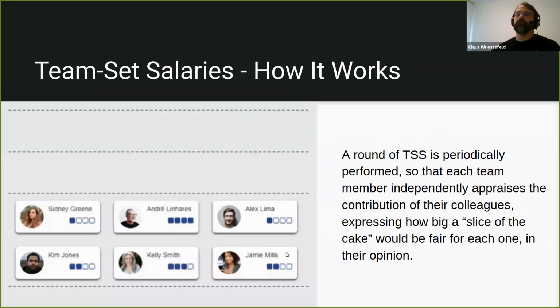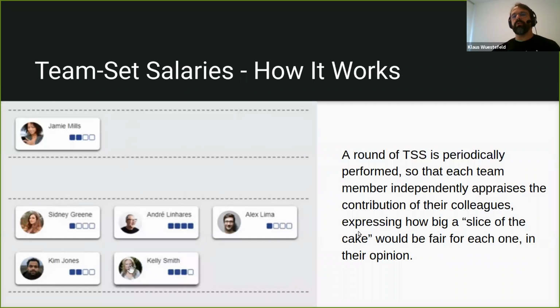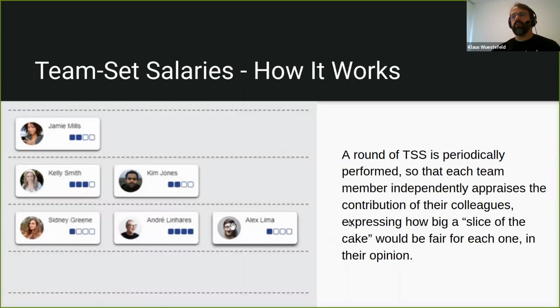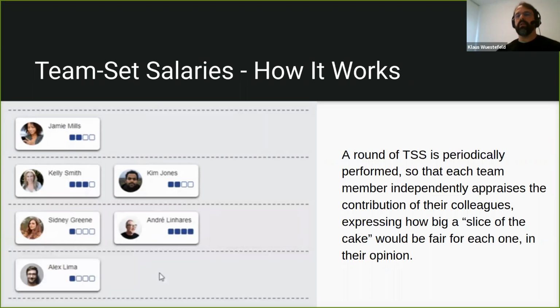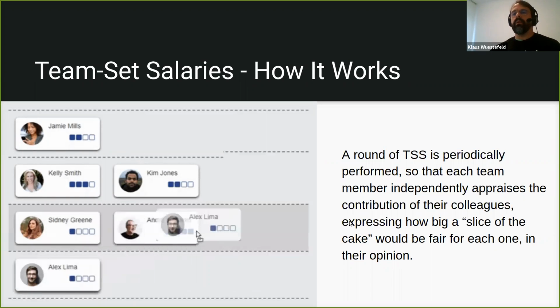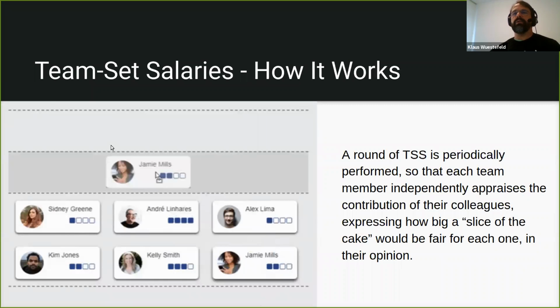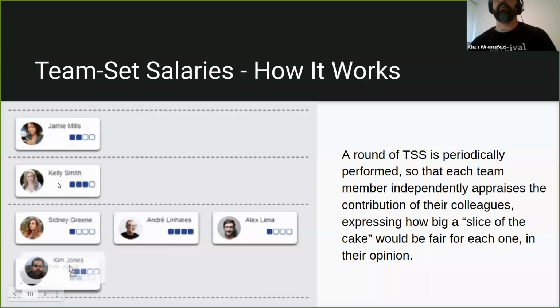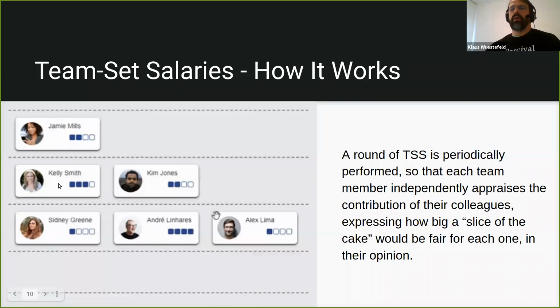Okay. So this is how it works. Each member of the team will do an appraisal like this. So let's say I'm doing this appraisal. Okay, the video will start again. Okay, so it started, right? So let's say Jamie, in my opinion, had the best contribution. In second place came Kelly and Kim, and then Alex was last.